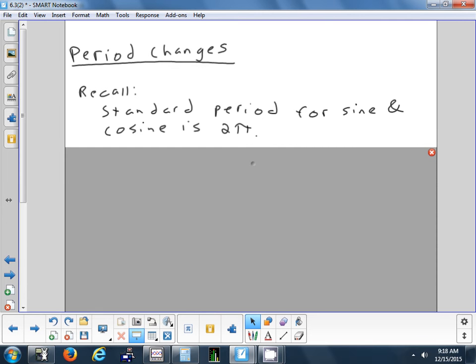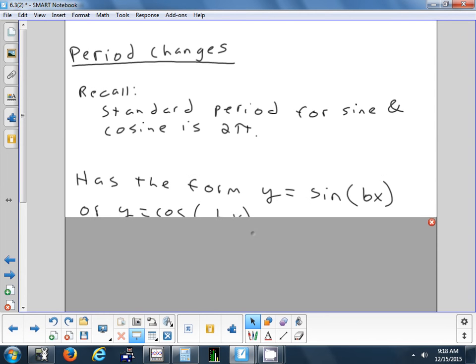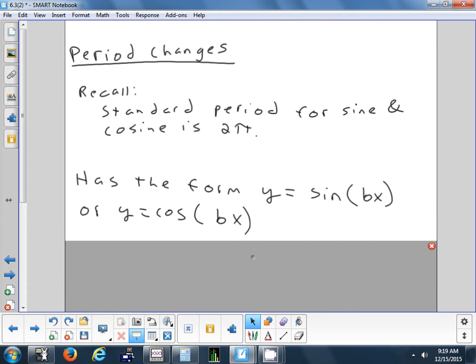Right, well, now we can shorten that, or we could lengthen it. Okay, and a period change looks like this. It's sine of a number times x, or cosine of a number times x. Now, in the last one, we used multiplication. We're also using multiplication here, but what's the difference? It's got to be in the parentheses. So that's the key with a period change. You're multiplying, but the number is in parentheses.